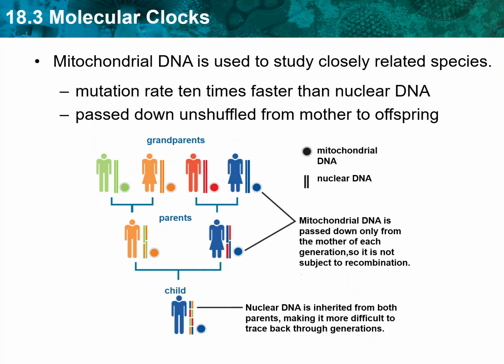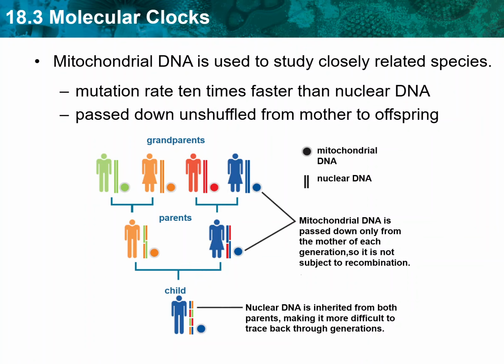Mitochondrial DNA is DNA found only in mitochondria, the energy factories of cells. The mutation rate of mitochondrial DNA is about 10 times faster than that of nuclear DNA, which makes mitochondrial DNA a good molecular clock for closely related species.